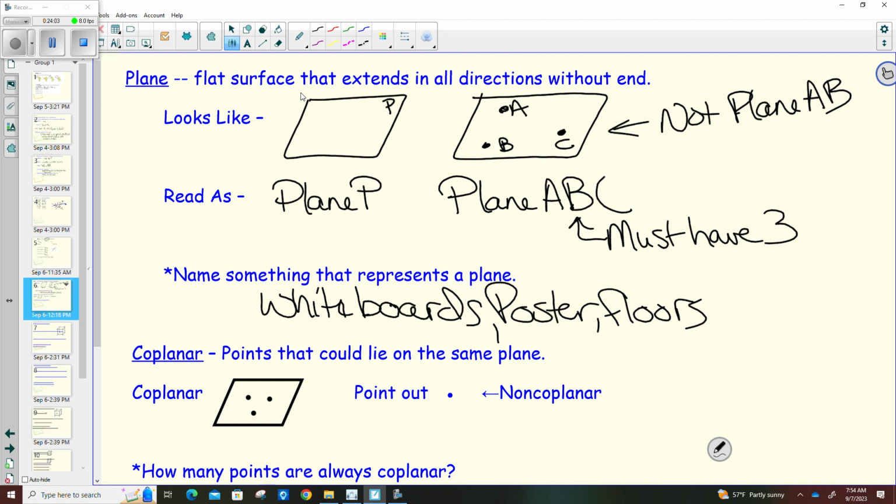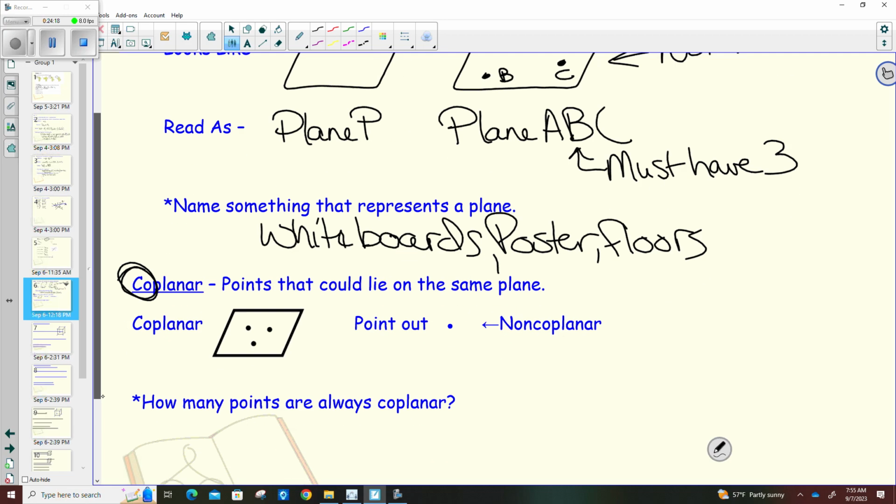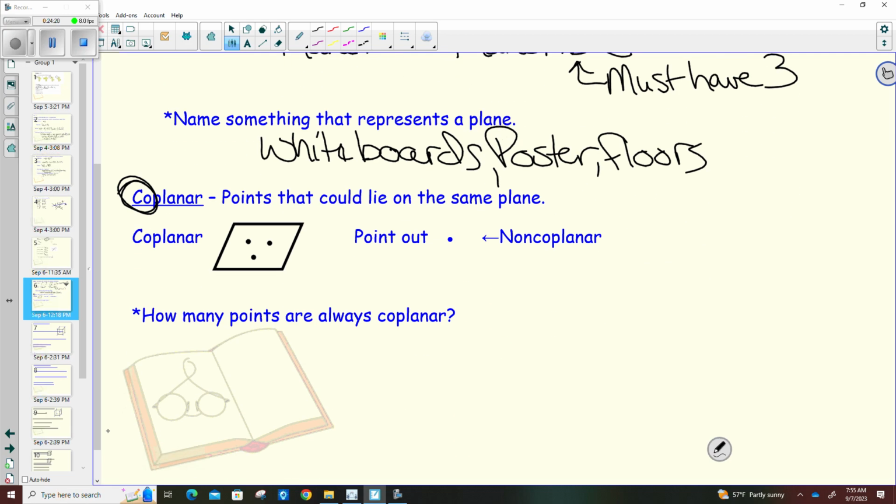Coplanar, like collinear, co being within, right? Points that could lie on the same plane. Again, could lie on the same plane. So we got a picture of 3 points that are on the same flat surface, but this little guy over here that's not on that flat surface, that is non-coplanar. Really, when you think about non-coplanar, you're thinking kind of 3-dimensional. Like I've got these 3 points, give me a point somewhere that's not on that flat surface, above, below, out to the right or the left, but your flat surface, it's not touching that. So how many points are always going to be coplanar?